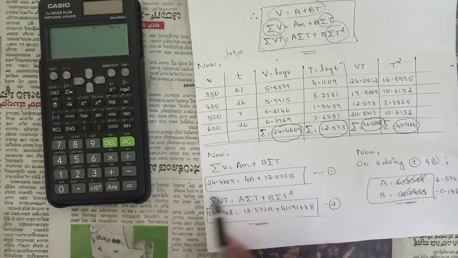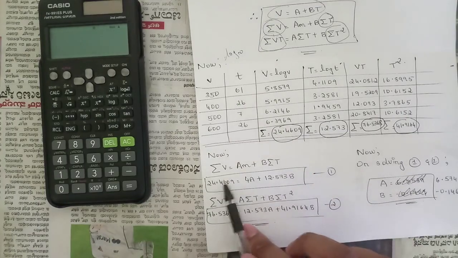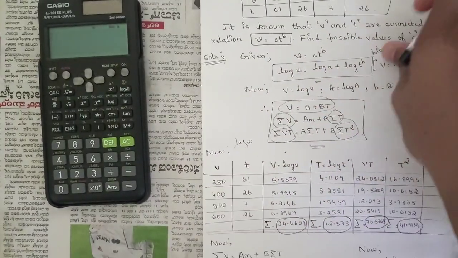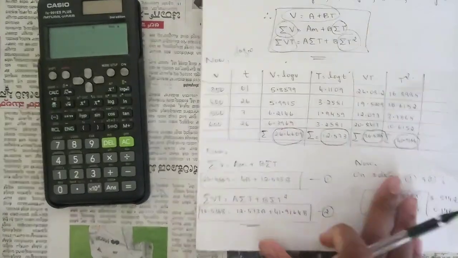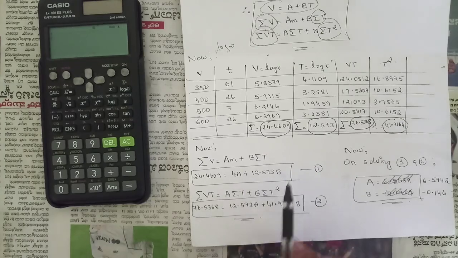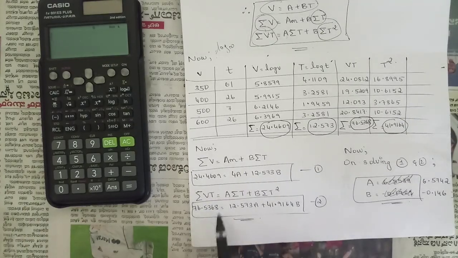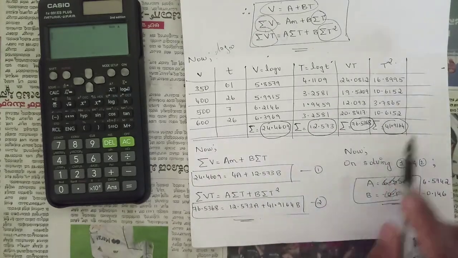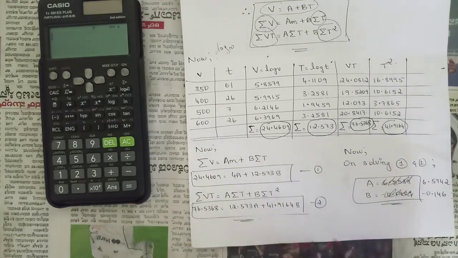So again the same thing, put the values we have got in these two equations. The summation of v we got as 24.4609, the value of n is 4, the number of observations is 4, right? Yeah, so it would be 4a plus 12.573b. Again similarly, summation of vt is 76.5368, equal to 12.573a plus summation of t square, which is 41.9164, times b. We have two equations.